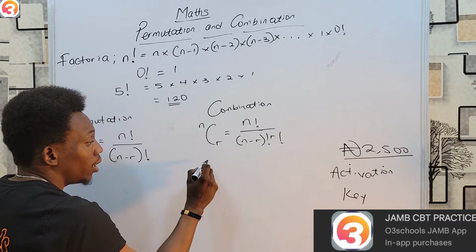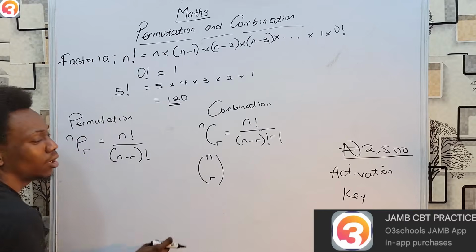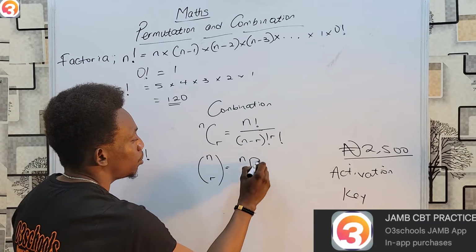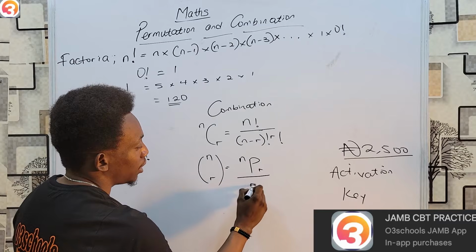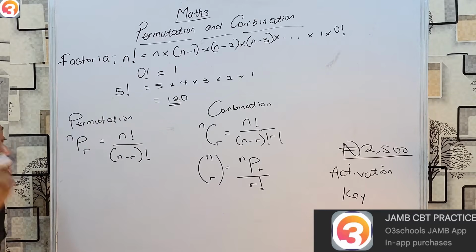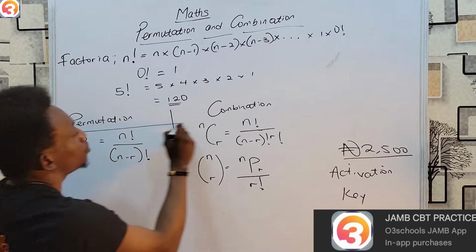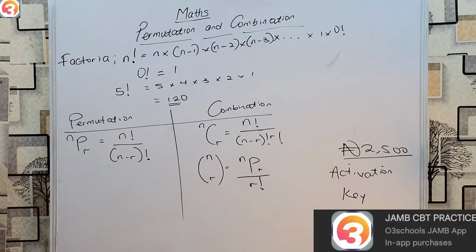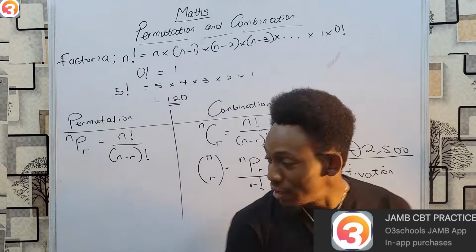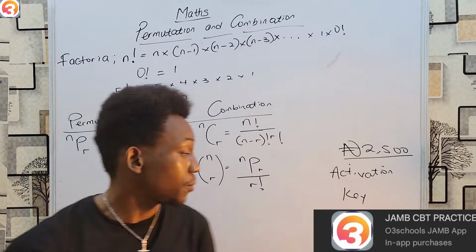Meaning that nCr, which at times is rewritten as n with the r down here, is the same thing as saying nPr divided by r factorial. So the idea is simple. Permutation, combination. These are our different concepts. So depending on your question, you then decide which you are using and how to proceed.